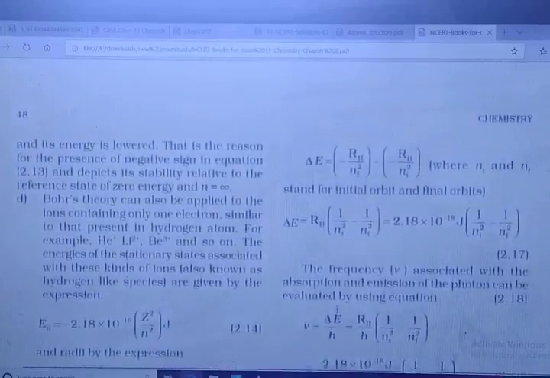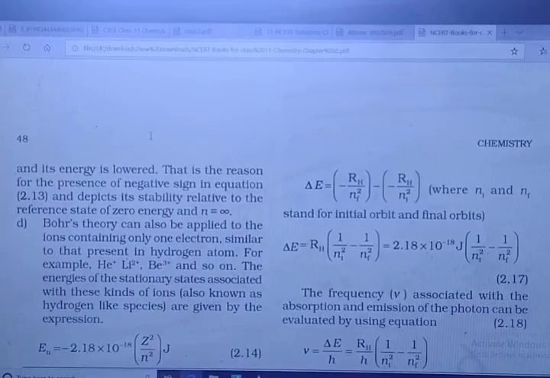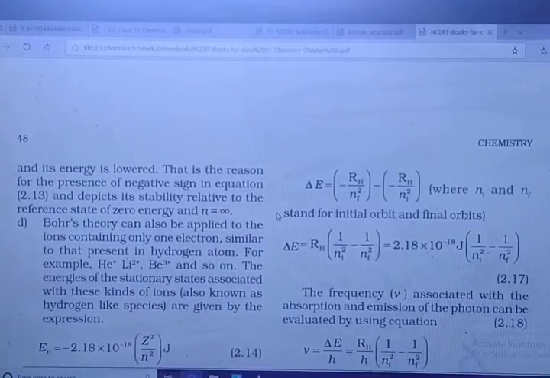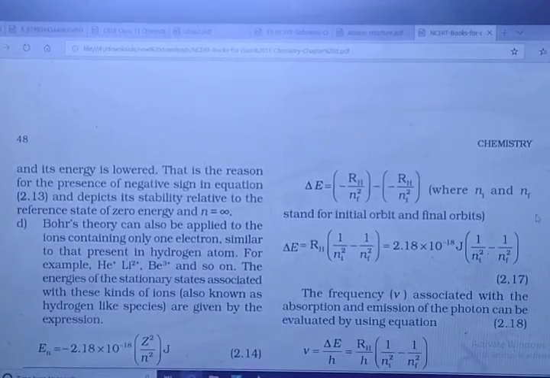Now here you can see, delta E is equal to, as I already explained in the second Bohr postulate of the hydrogen atom, minus R_H into 1 upon n square. So here, minus R_H into 1 upon nf square, the final square, minus minus R_H into 1 upon ni square. Ni and nf stand for the initial orbit and the final orbit.